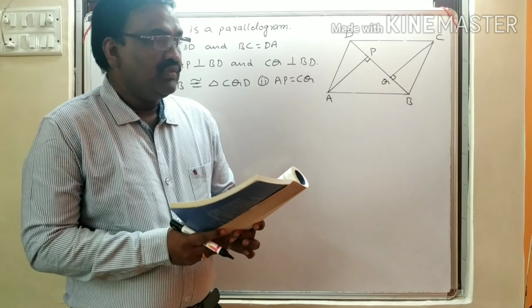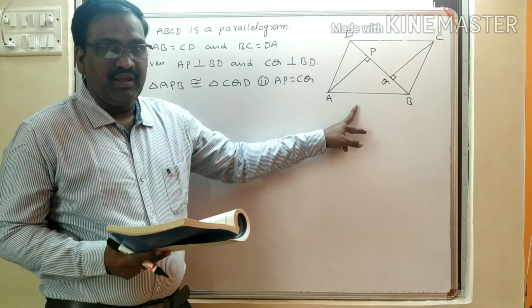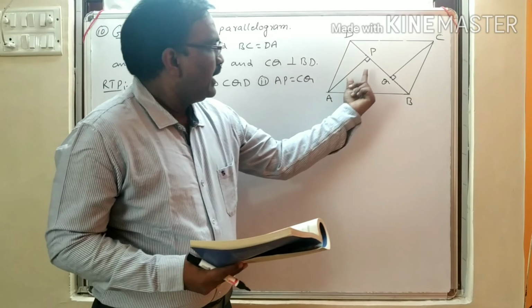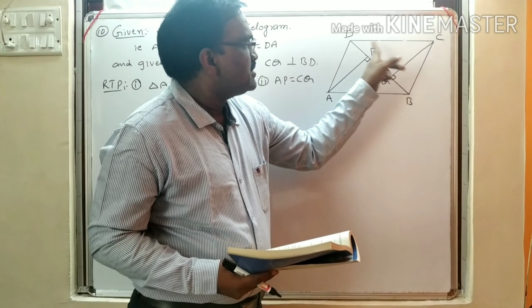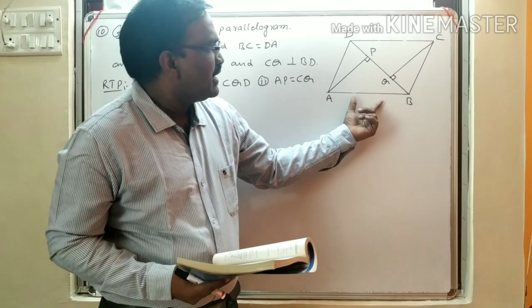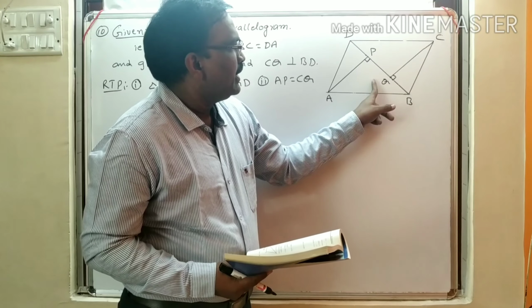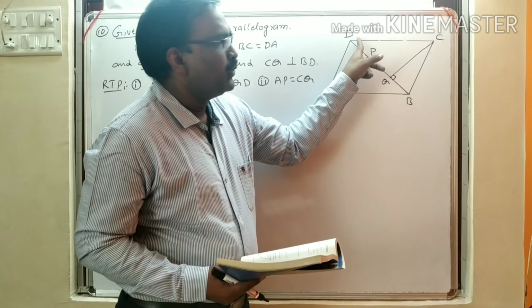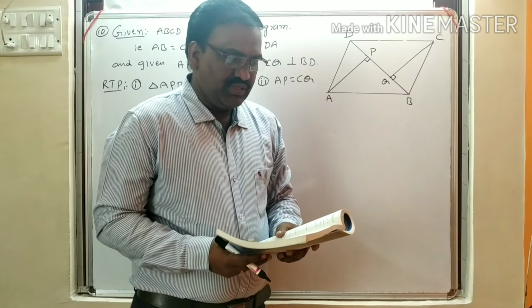See, given ABCD is one parallelogram and AP and CQ are drawn perpendiculars on diagonal BD. So prove that triangle APB is congruent to triangle CQD, and one more, AP is equal to CQ.